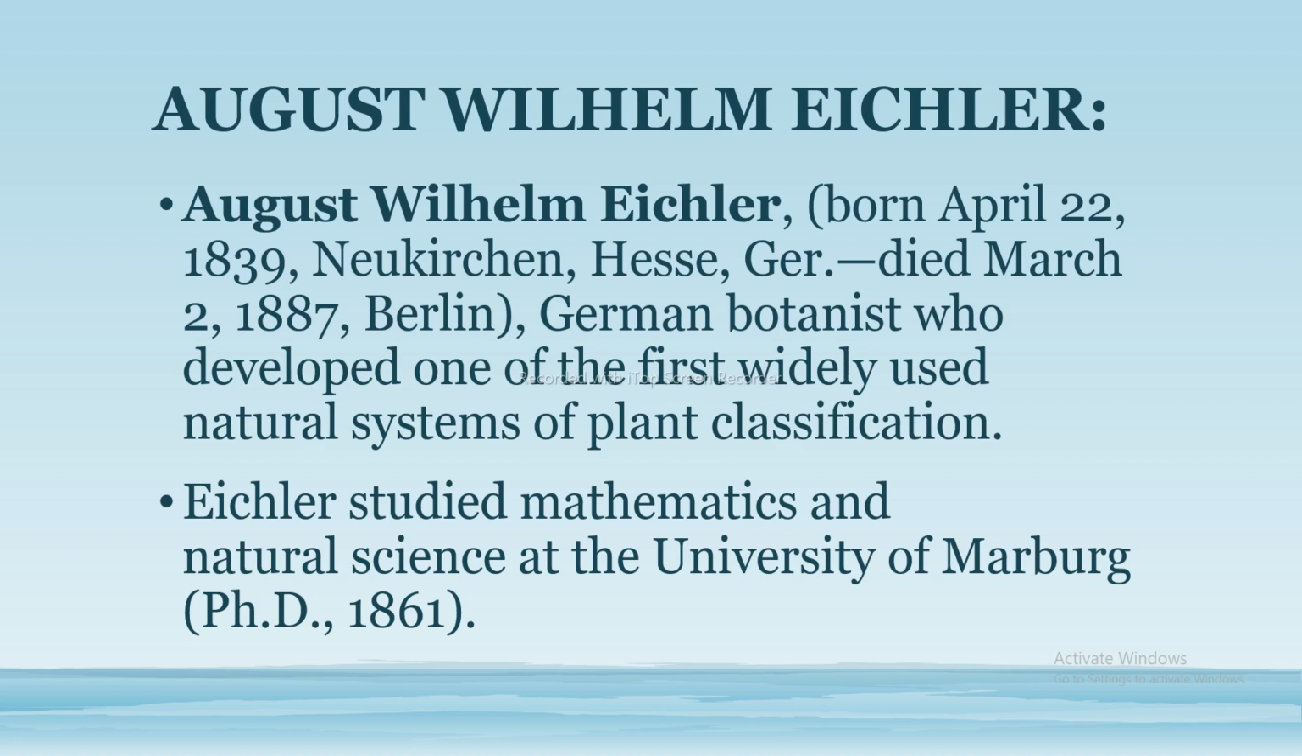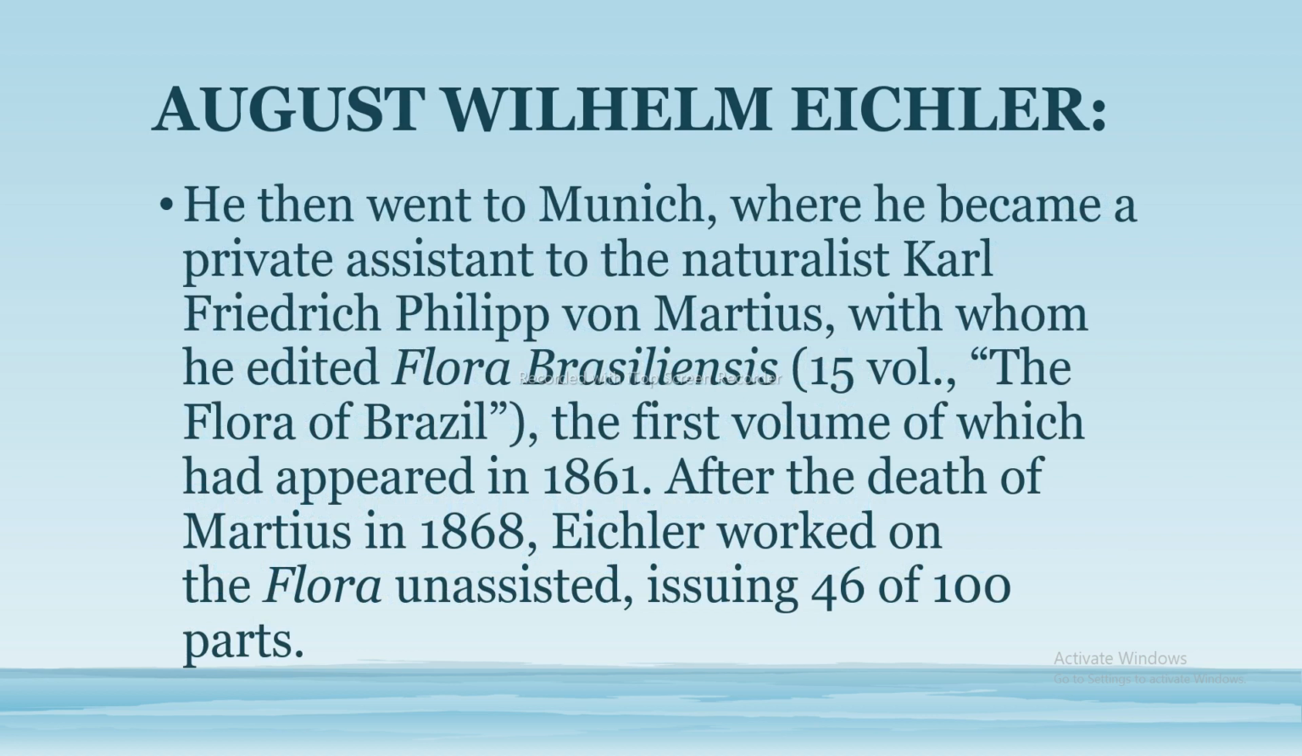Eichler studied mathematics and natural science at the University of Marburg, Ph.D. 1861. He then went to Munich, where he became a private assistant to the naturalist Karl Friedrich Philipp Martius, with whom he edited Flora Brasiliensis, 15 volumes, the Flora of Brazil, the first volume of which had appeared in 1861. After the death of Martius in 1868, Eichler worked on the Flora unassisted, issuing 46 of 100 parts.